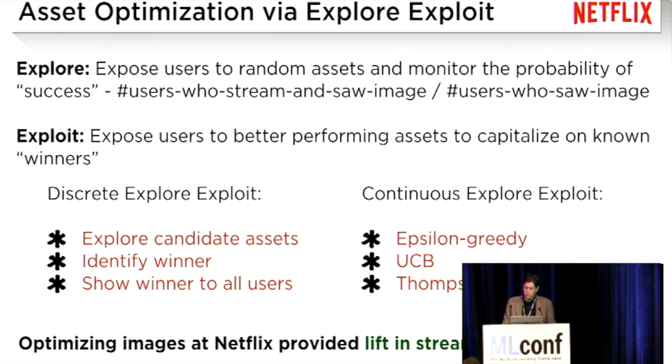The exploit process focuses on exposing users to better performing assets. And we can think of it in two different approaches. The first approach we call discrete explore-exploit, which is very simple. Basically, you have only two stages: an explore stage and an exploit stage. In the explore stage, you expose multiple assets and look at the probability of success. And then once you have enough data, you move to the exploit process where you show the best performing image. Or you can take the approach on the right, continuous explore-exploit, using a standard technique like UCB or Thompson sampling to trade off explore for exploit, to try to be a little bit more optimal about it.